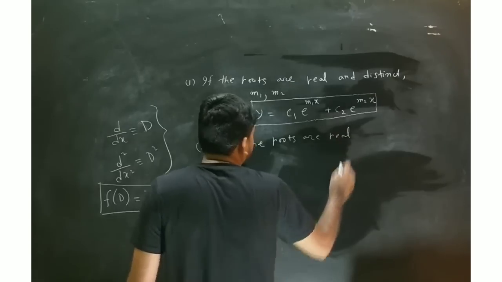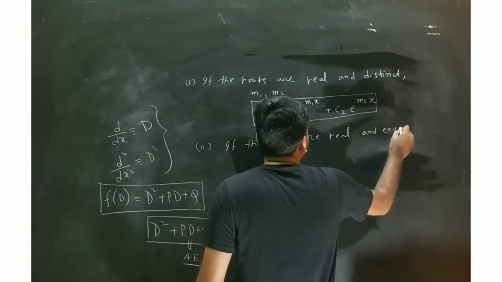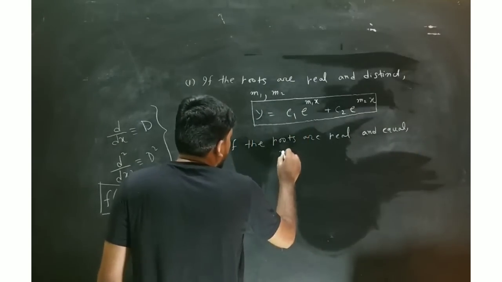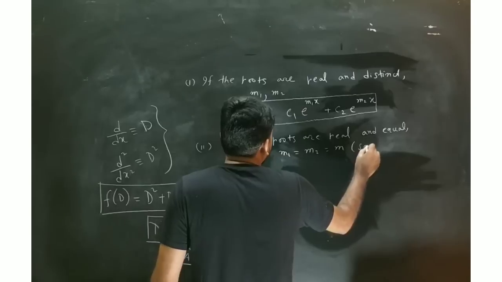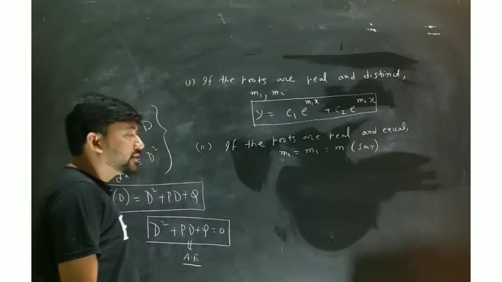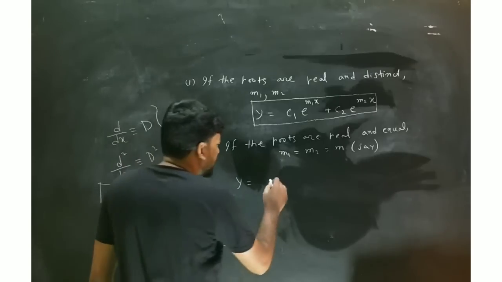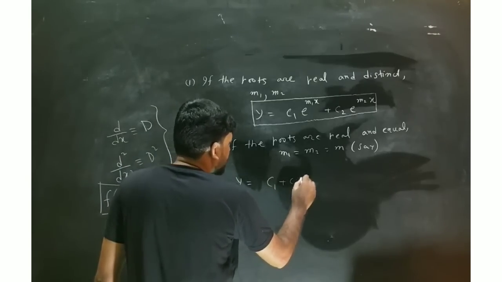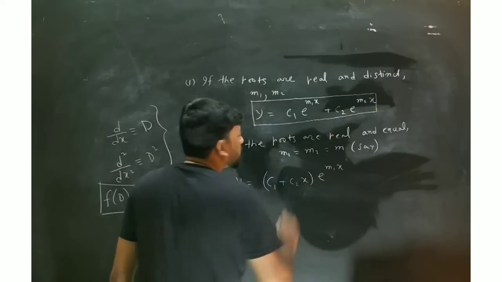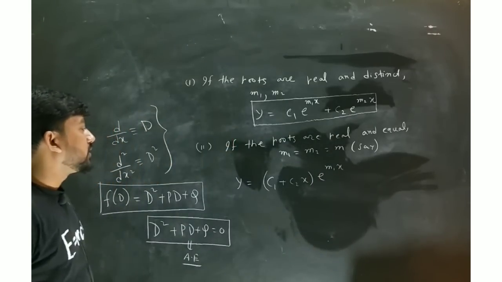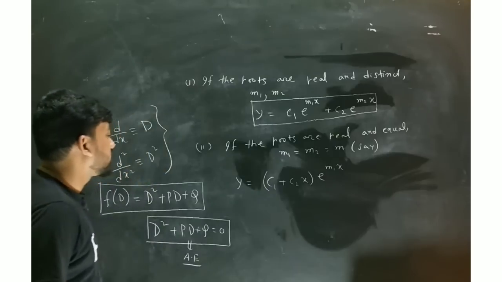Okay, now if the roots are equal, real but equal, say m1 is equal to m2 is equal to m, in that case your solution will be y is equal to c1 plus c2x into e to the power m1x. Please keep in mind, in that case you will have c1 plus c2x into e to the power m1x.